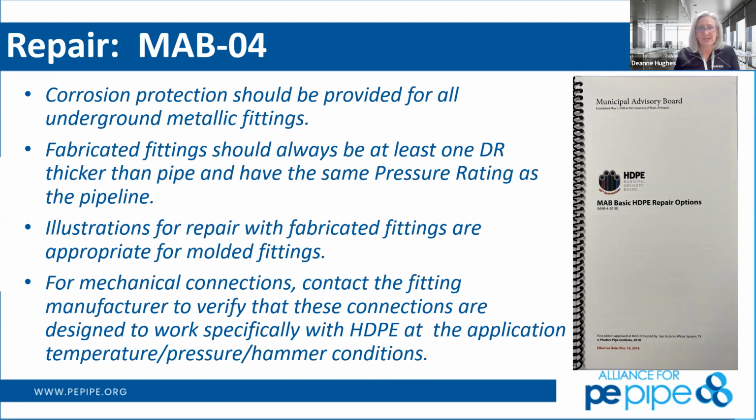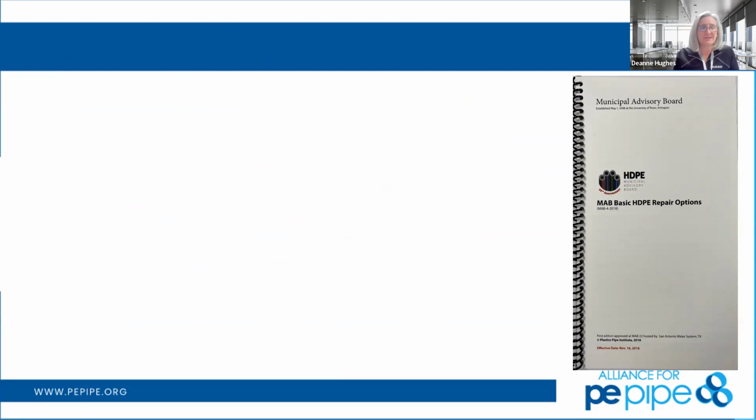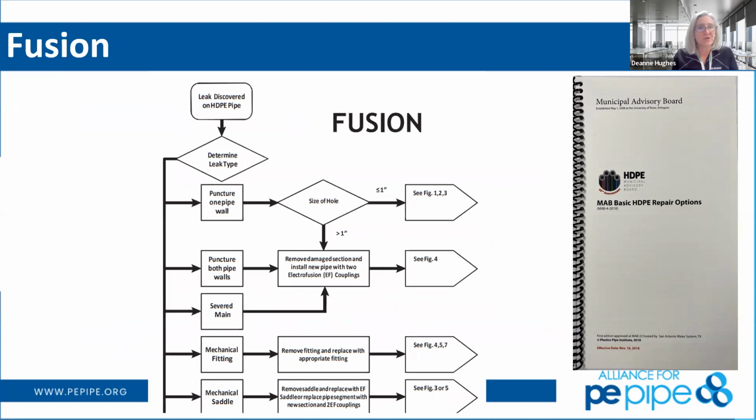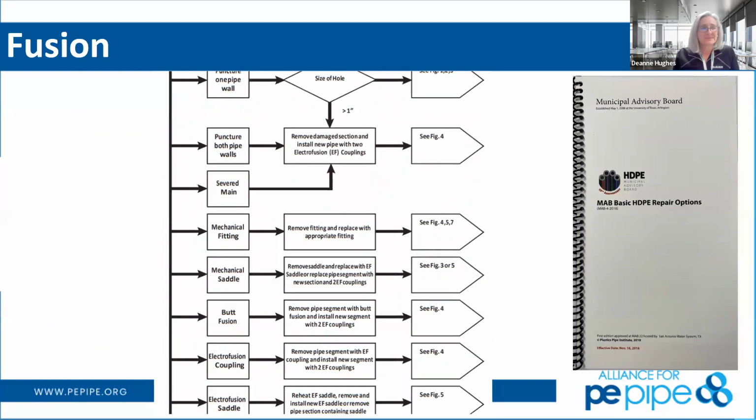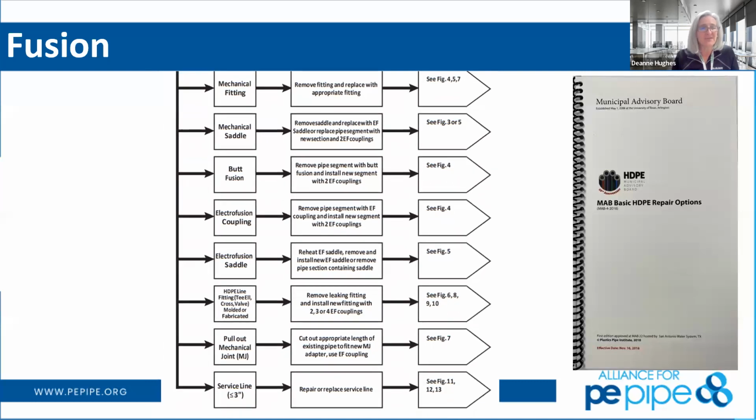They give all sorts of really good examples. I'm going to just give you a little flavor of what you can find in this MAB basic repair document. It is flow chart driven. What kind of leak do I have? Once I know what kind of leak I have, then what are my options for how to repair it?